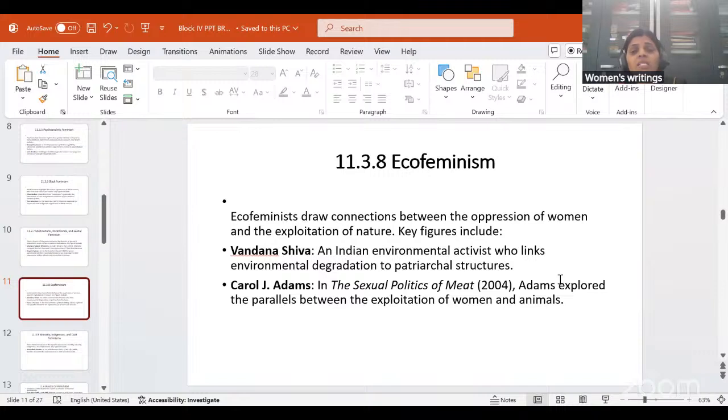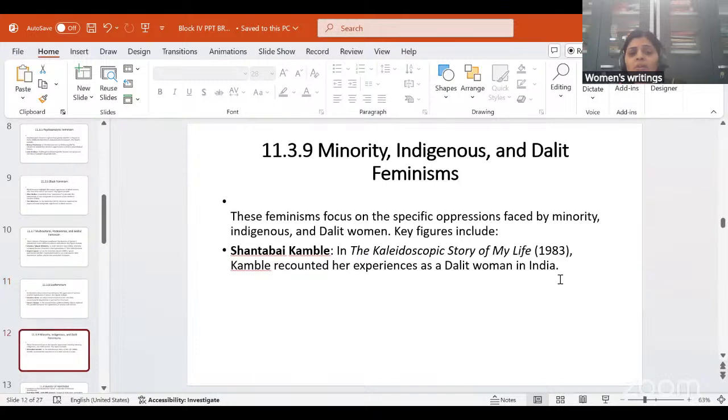Moving on, one of the very famous, latest and extremely discussable feminisms is ecofeminism. These people draw connections between the oppression of women and the exploitation of nature. Key figures include Vandana Shiva, an Indian environmental activist who links environmental degradation to patriarchal structures. Similarly, Carol J. Adams talks about the sexual politics of meat. In 2004, she wrote this book and explored the parallels between exploitation of women and animals. So this also comes under ecofeminism.